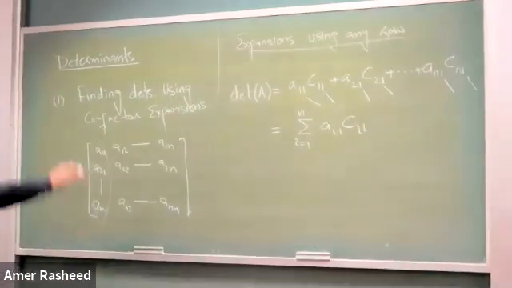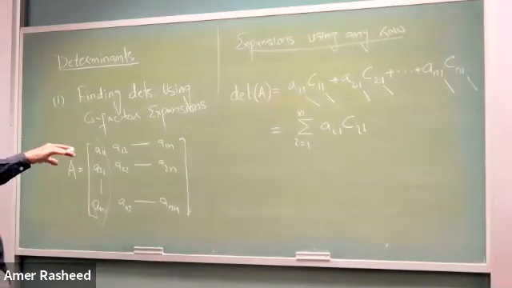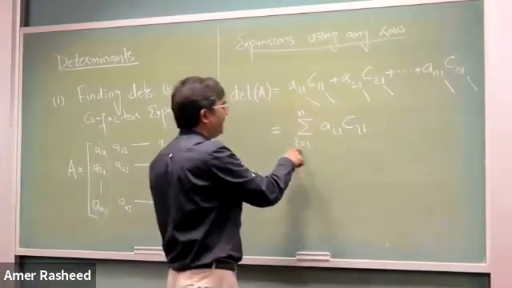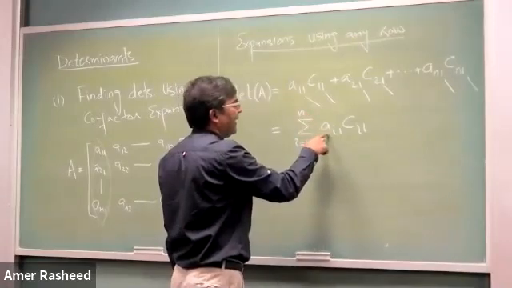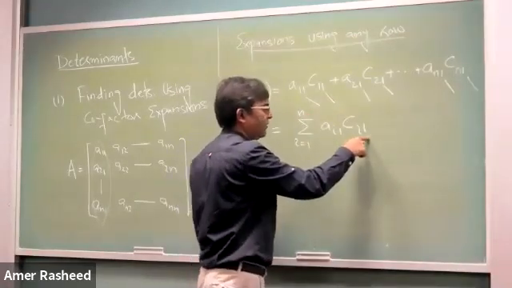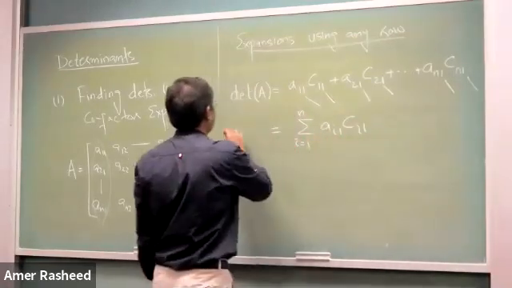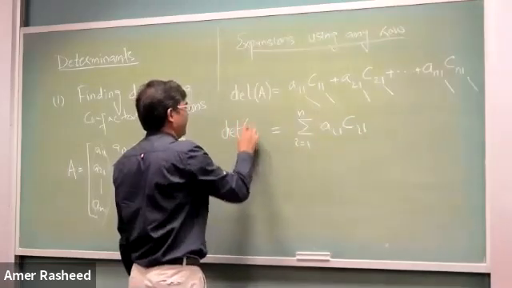Because i represents the row index, that's why we put i here, i from 1 to n, a_i1 c_i1. This is your determinant of A.